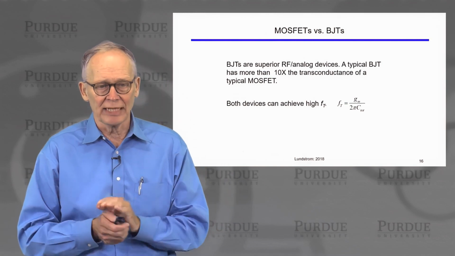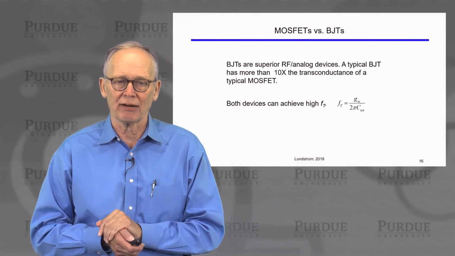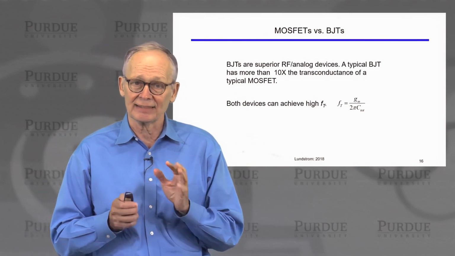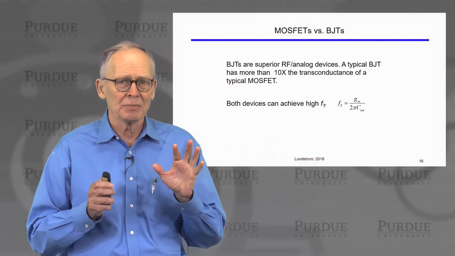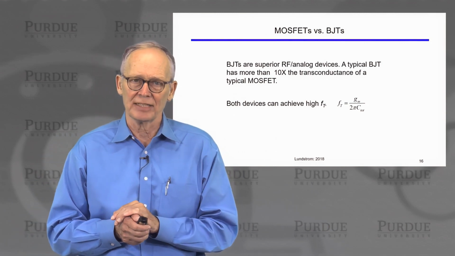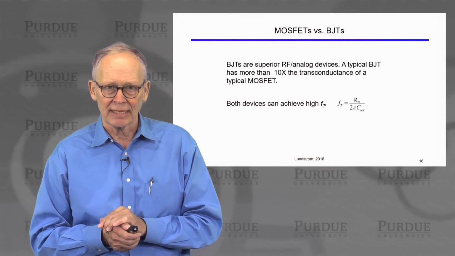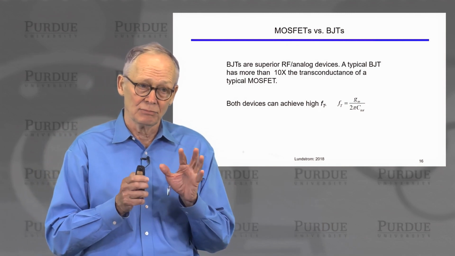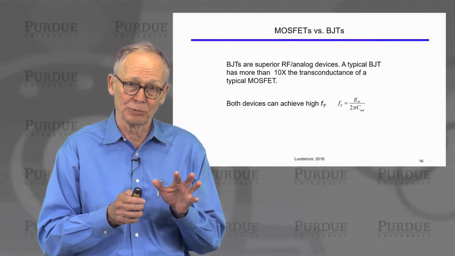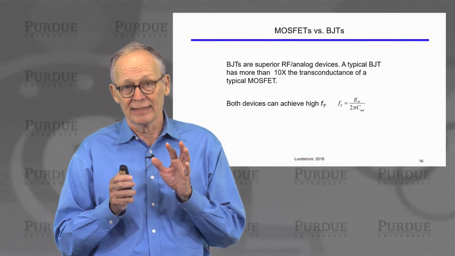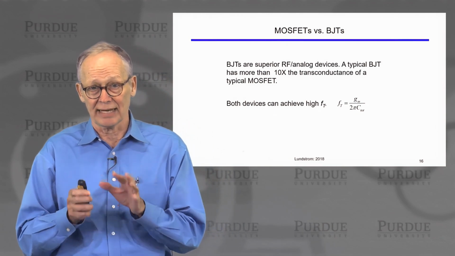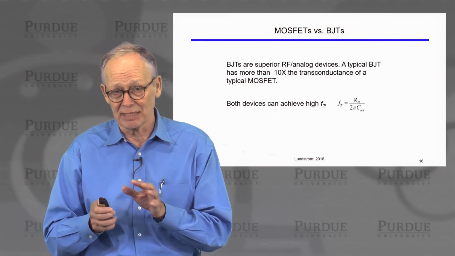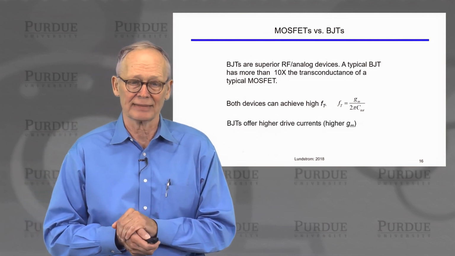Okay, so to summarize, BJTs are superior RF and analog devices because they have much higher transconductance, but both devices can achieve high fTs. The MOSFET because it has low parasitic capacitance, the bipolar transistor because it has high transconductance, and we can minimize the effect of parasitic capacitances.